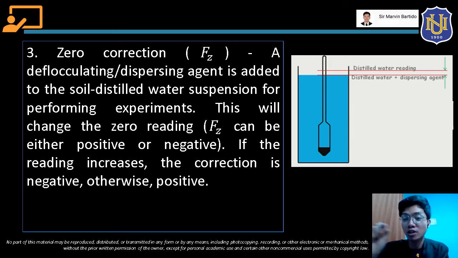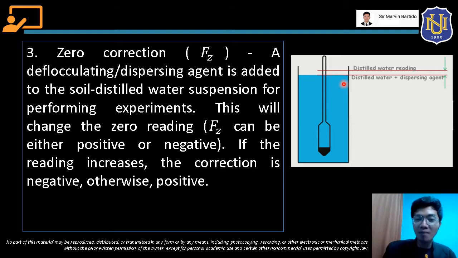I-immerse din natin yung hydrometer doon. And we're going to take the reading in the hydrometer. So, ang mangyayari, class, since nadagdagan ng dispersing agent yung water natin, madadagdagan or magbabago yung density ng water. So tataas, class, yung density ng water. At dahil tumaas yung density ng water, tataas yung reading natin sa hydrometer, kasi mas naging dense na yung water natin dahil dun sa dinagdag natin na dispersing agent.